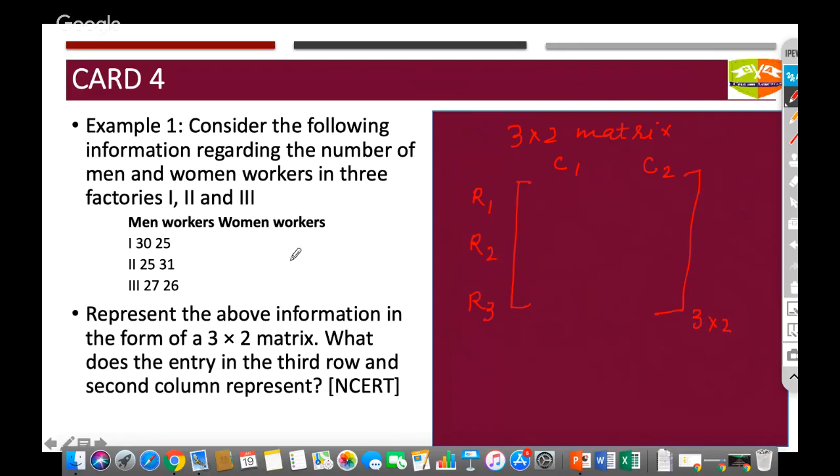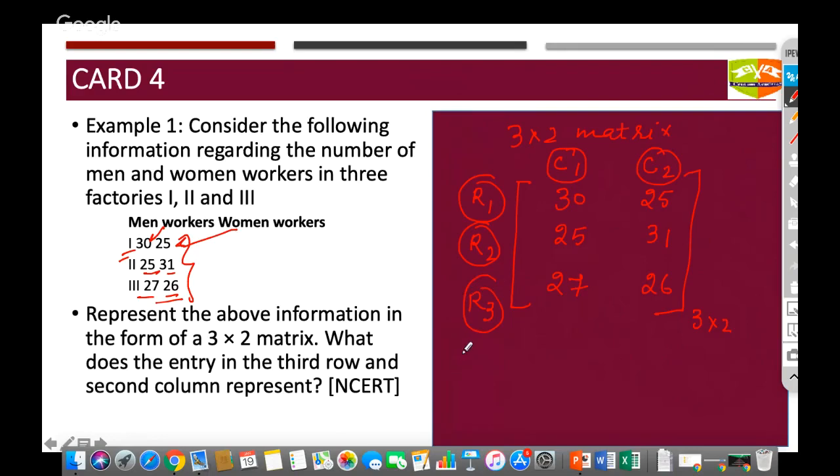Now you have been given this particular information. The number of men workers is 30 and the number of women workers is 25 in the first company, so I'm writing 30 men here and 25 women here. Then in the second company there are 25 and 31, so I'm writing 25 and 31 here. And in the third company the numbers are 27 and 26, so I'm writing 27 and 26. This is how you make it. This particular thing is just to help you understand; you don't need to write it.